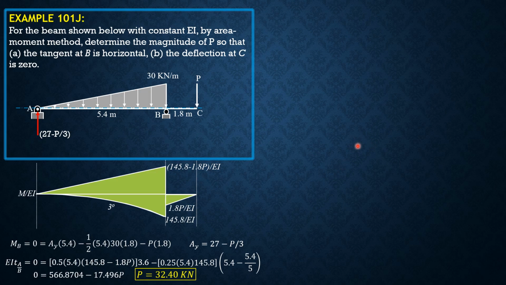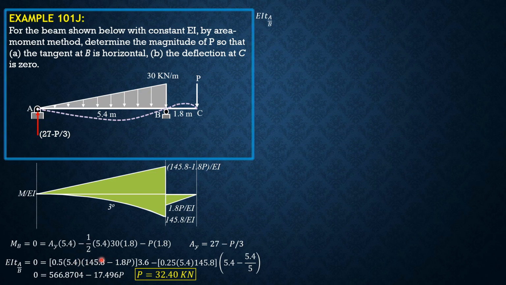Then for part B, the deflection at C is 0. So this is a different case. So the slope of the tangent at B is no longer horizontal. So this is the expected elastic curve, and we compute EI deviation of A relative to the tangent at B, which is now this one.